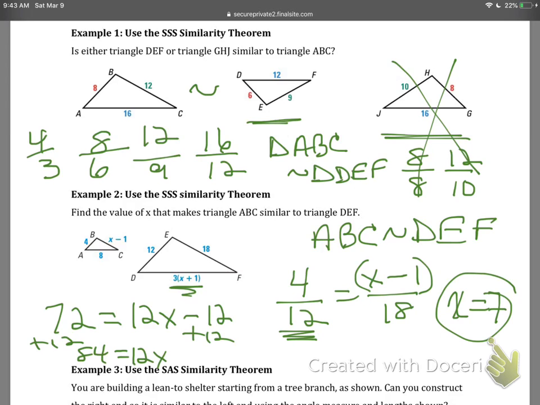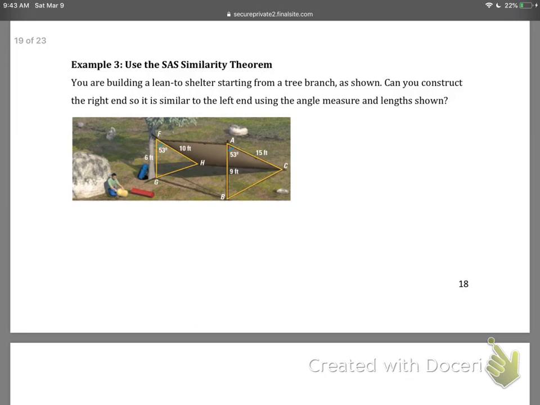And let's go on to example 3. Okay, this says you are building a lean-to shelter starting from a tree branch as shown. Can you construct the right end so it is similar to the left end using the angle measure and lengths shown?